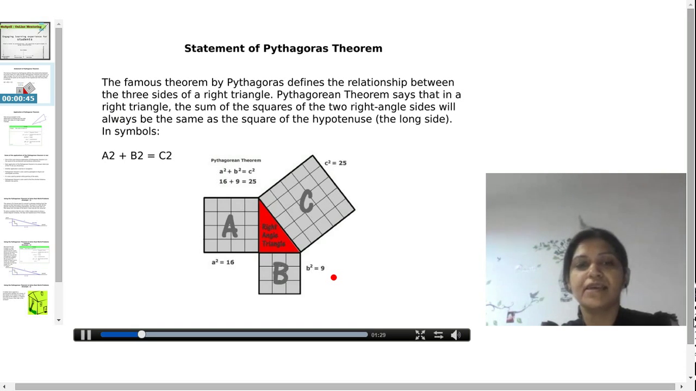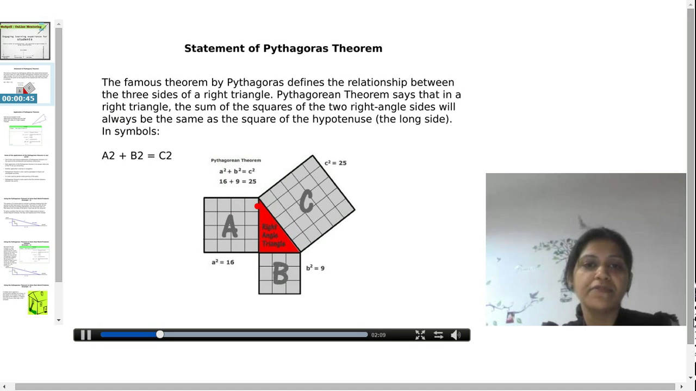So first of all, let us have a quick review of the Pythagoras theorem. The Pythagoras theorem defines the relationship between the three sides of a triangle, that is, the right angle triangle. It states that in a right angle triangle, the sum of squares of the two sides containing the right angle, this is known as the perpendicular, this is known as the base, is equal to the square of the third side, known as the hypotenuse, the longest side of the triangle.